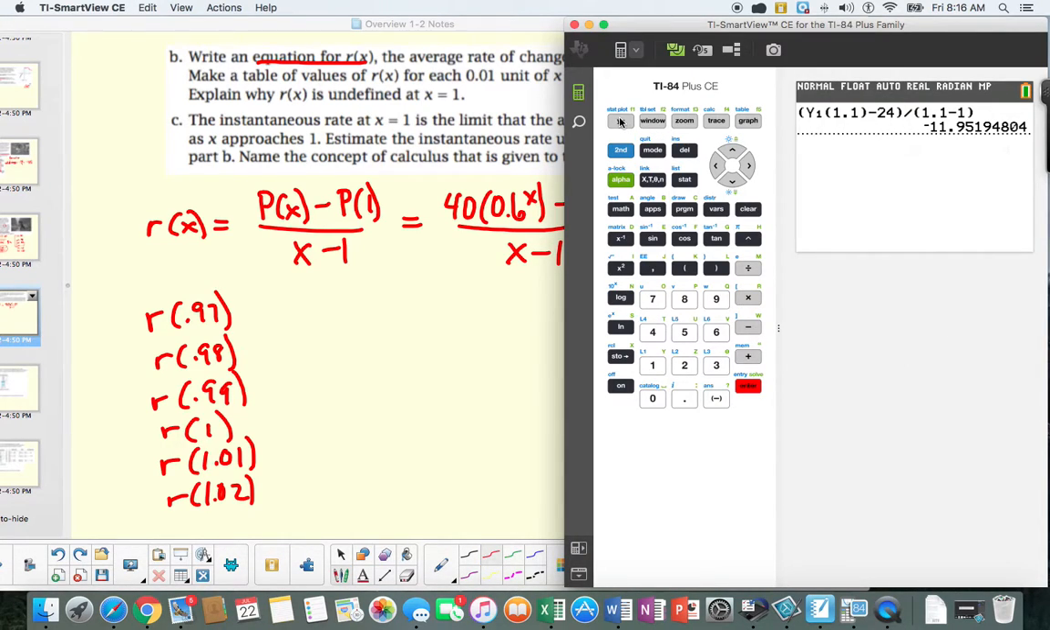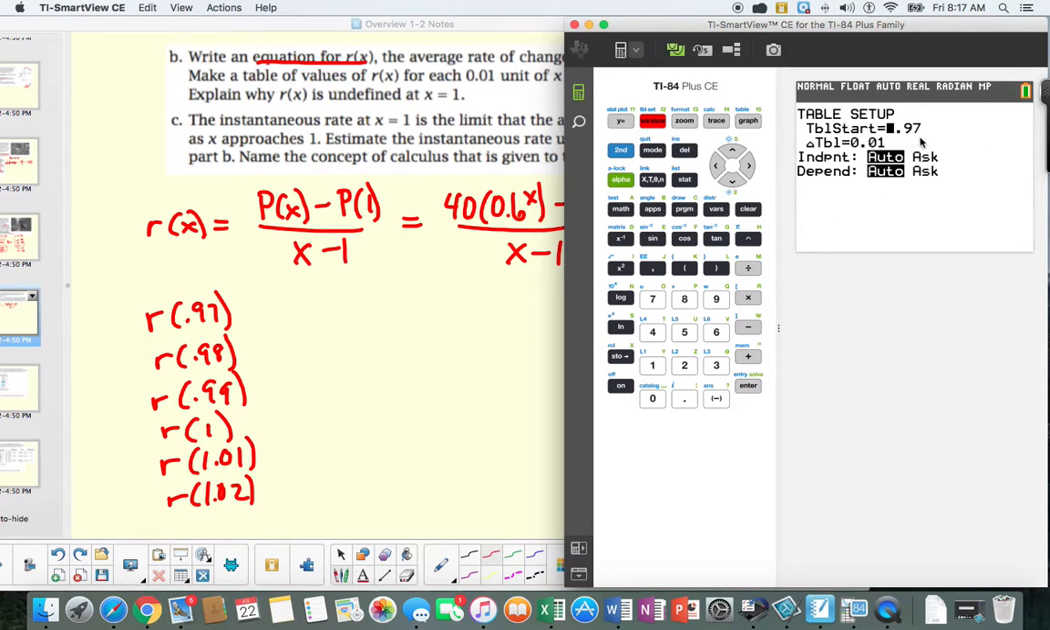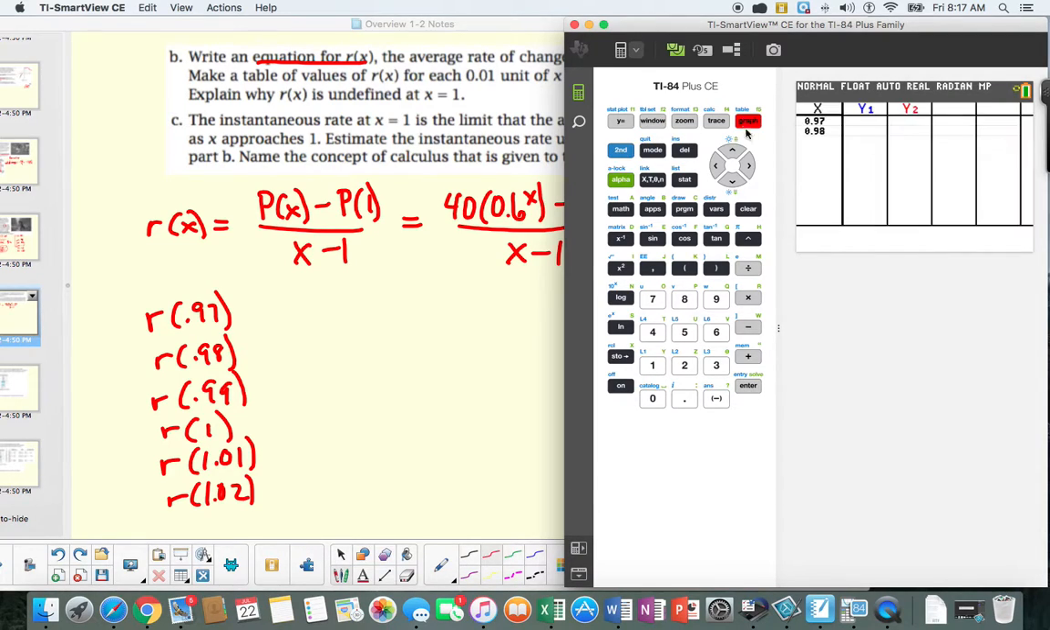I'm going to go to y equals, and I want you to notice that I've already put this into y sub 2. I'm going to go to table set, and I'm going to start at 0.97, and my table interval will be 0.01. I'm going to go to second table, and I want you to see all these values here in y sub 2. These are the estimates of the rate of change.